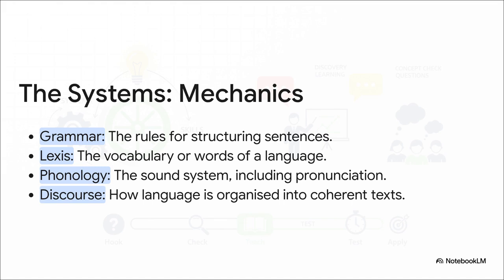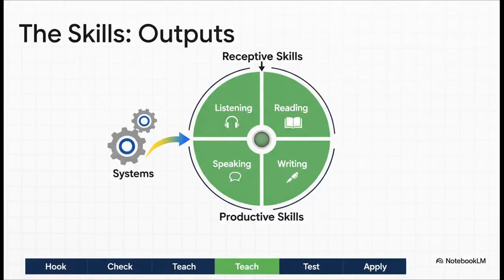Okay, so the systems. These are the nuts and bolts, the interlocking gears of the language machine. You've got grammar, the rules of how to build sentences. You've got lexis, all your vocabulary. You've got phonology, the sounds, the pronunciation. And discourse, how it all fits together to make sense. And those systems, those tools, are what power the four main skills. You've got your receptive skills, which is when you're taking language in, so that's your listening and your reading. And then you've got your productive skills, when you're creating language, that's speaking and writing. The systems are basically the engine, and the skills are the car in motion.